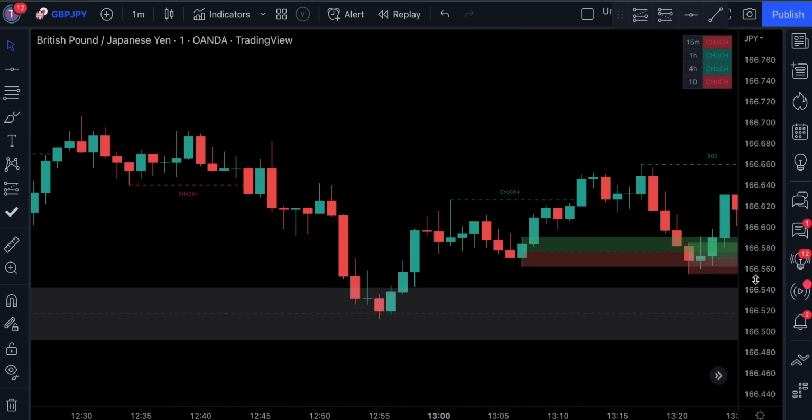Okay, so let's first start with this change of character label. This can be bullish and bearish. A bullish change of character occurs whenever the price action breaks above the most recent swing high for the first time.